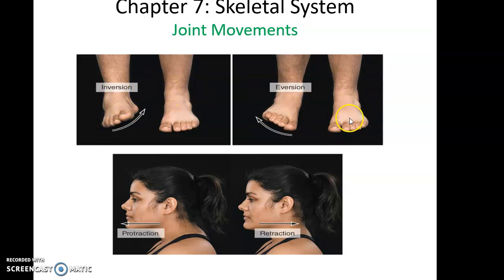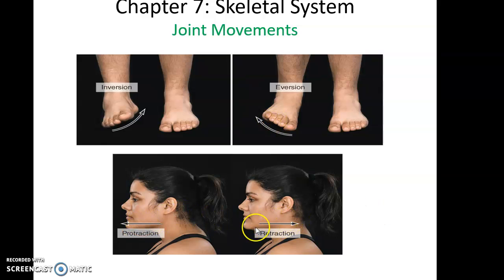Then down at the foot, we have inversion and eversion. Inversion is turning the foot at the ankle so that the bottom of the foot, the sole of the foot, is turning more medially. Eversion, turning the foot so the bottom of the foot, sole of the foot, is turning more laterally. Inversion in medially, eversion out laterally.